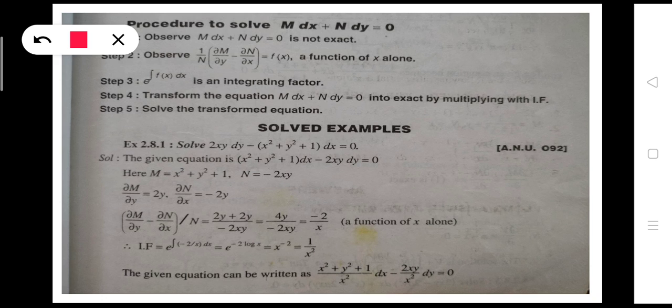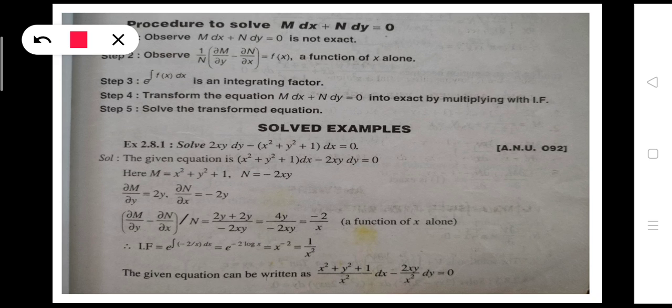So now we need to find 1 by n into ∂m/∂y minus ∂n/∂x, that is written as (2x plus 2y) by minus 2xy, which is equal to 4y by minus 2xy. Now simplify, we get minus 2 by x. Here the 2 cancels and y cancels, and this is a function of x only. We have only a function of x alone.